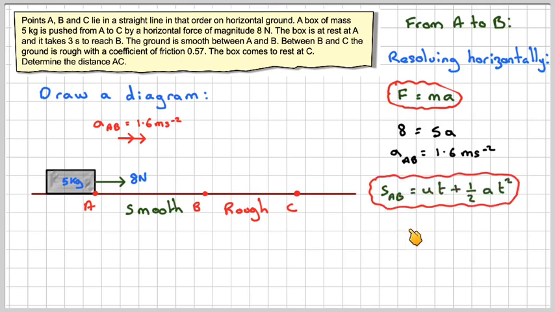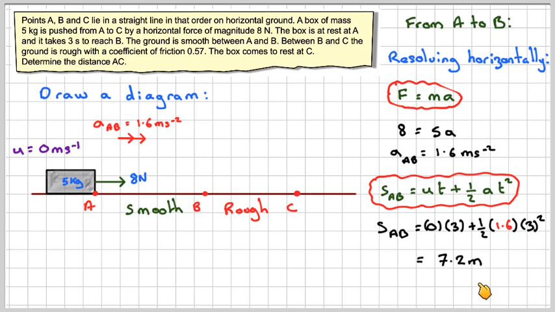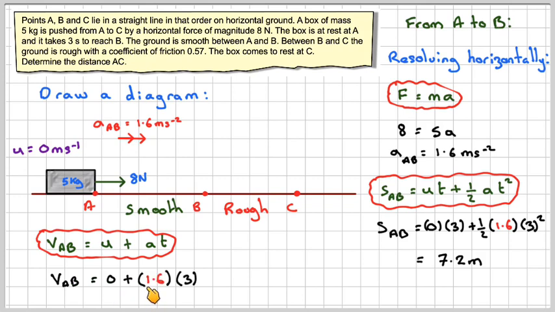And now using s is equal to ut plus a half at squared to find this distance here, knowing this is 3 seconds time and that the initial velocity is 0 because it was at rest. So we're going to have s_AB is 0 times 3 plus a half times 1.6 times 3 squared, which will give me 7.2 meters. We'll also need to find the velocity when we get to B. So using v equals u plus at, that will give me 0 plus 1.6 times 3, which will give me a velocity of 4.8 meters per second, which we're now going to mark on our diagram.